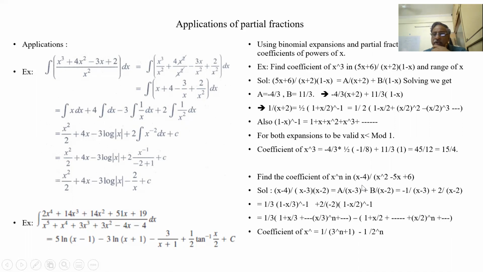Now what do I have to get? I have to get x to the power of n. What is x to the power of n here? 1 by 3 into 1 by 3 to the power of n, and here x to the power of n is 1 by 2 to the power of n, because it is minus. So this is the combination. If in place of n, I put 1, 2, 3, I will get all the coefficients. So this is how partial fraction is useful for us.